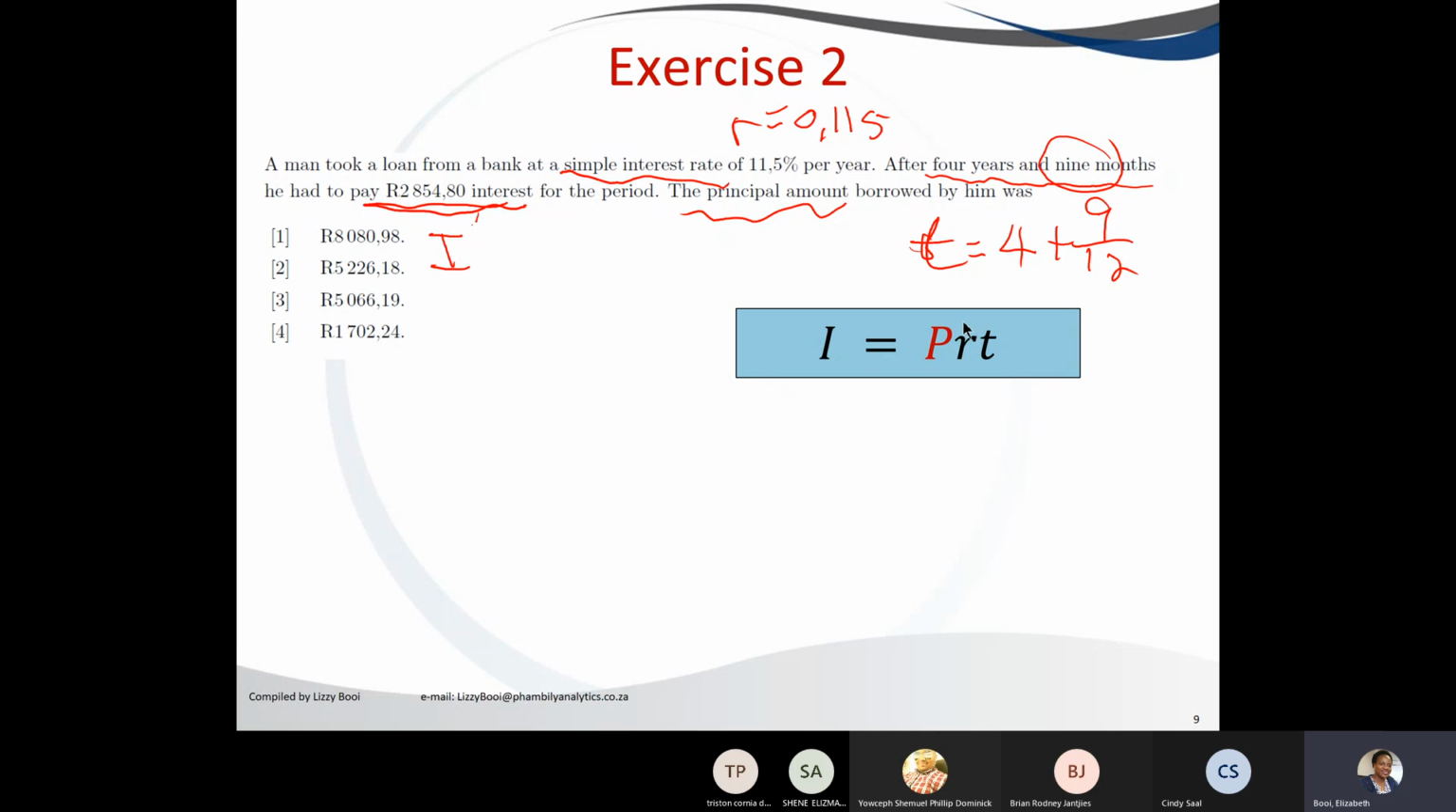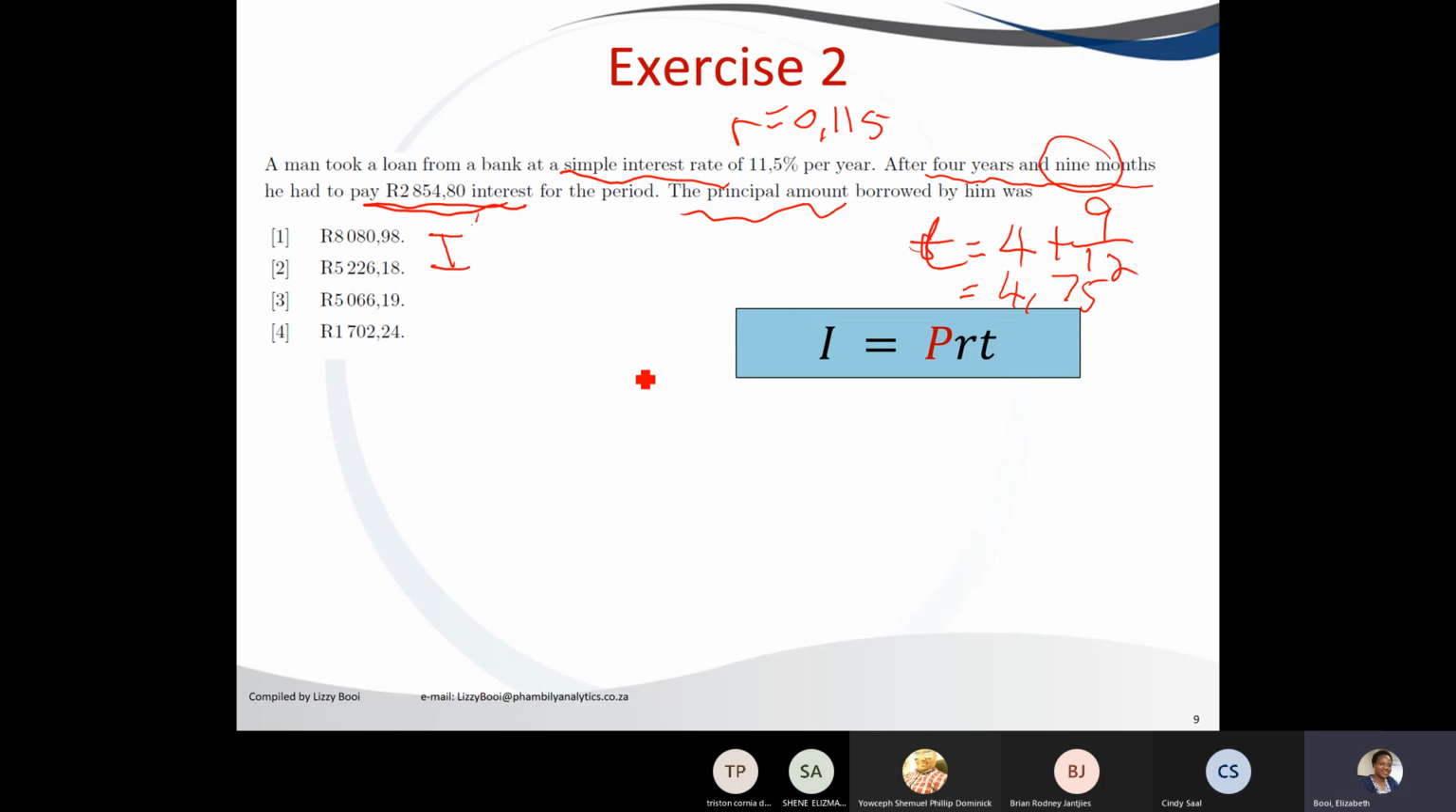Do you understand why you need to divide by 12? Your months, because we need to convert it to the year, and we need to add it back to the 4 years so that everything is in the same unit. So 9 divided by 12 gives us 0.75. And if we add it to the 4, you end up with 4.75, which will be your T, and you substitute into the formula.